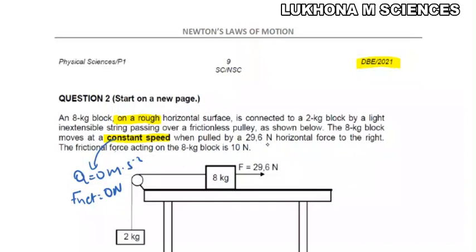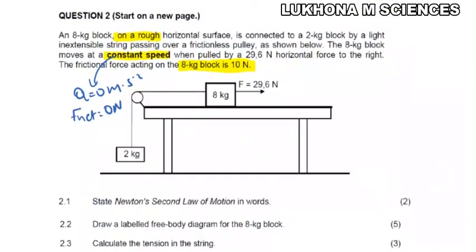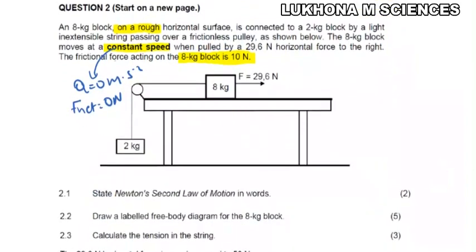This also implies that F net is equal to 0 newtons when pulled by a 29.6 newton horizontal force to the right. The frictional force acting on the 8 kg block is 10 newtons. What is important is to draw the free body diagram, but let's just go straight to the questions.